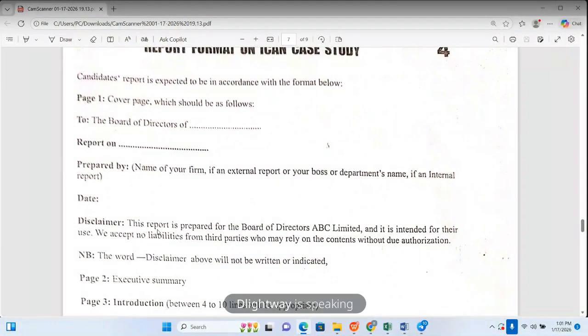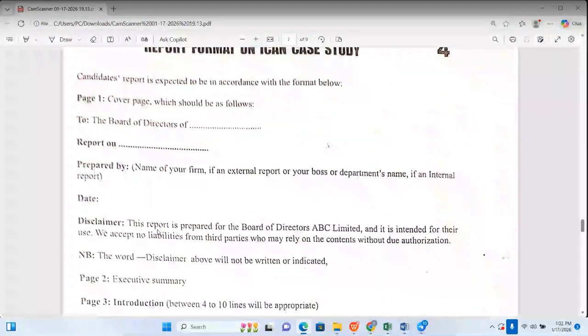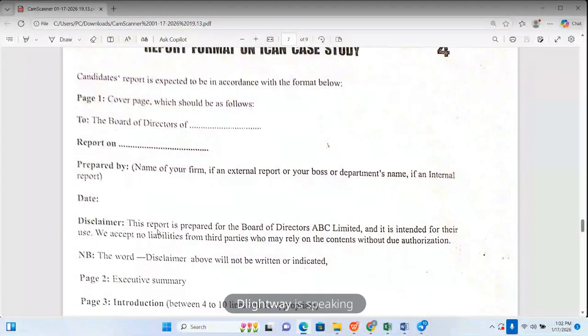It can also be: this report is prepared for the board of director of ABC and is intended for their use. We accept no liability from third party who may rely on the content without prior notification or prior approval. So this is what we are going to put as a disclaimer, not the word disclaimer itself.